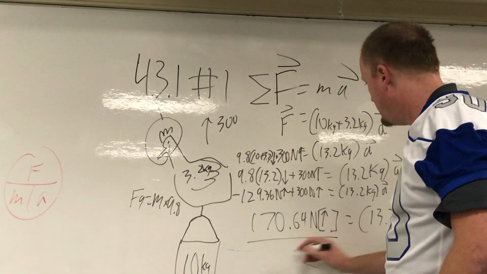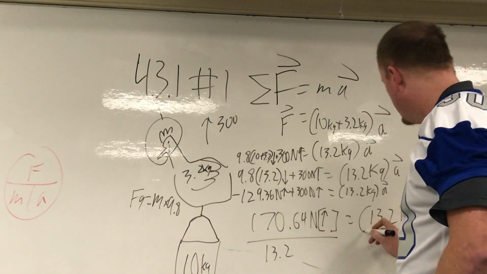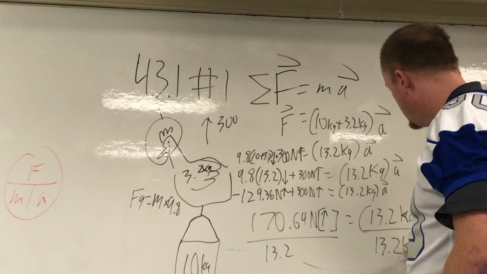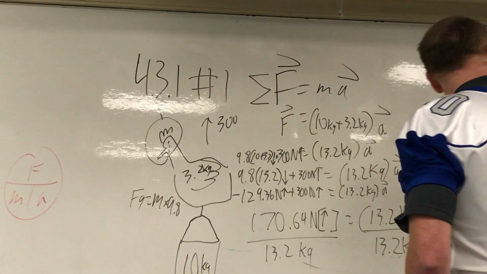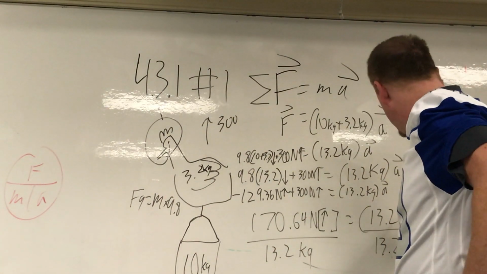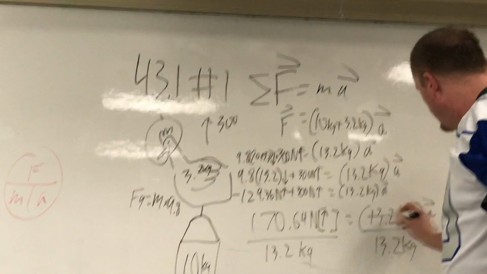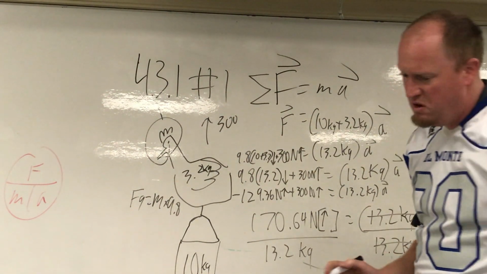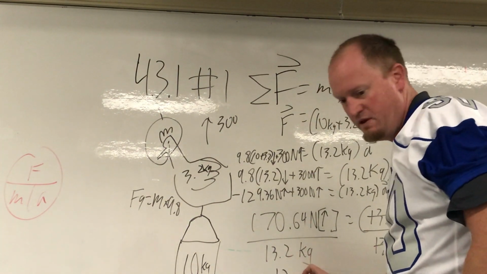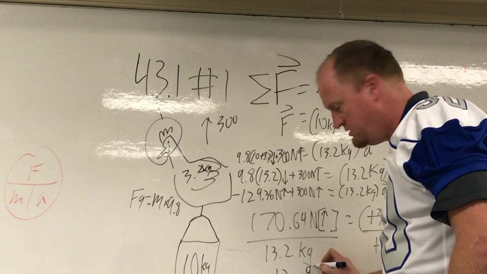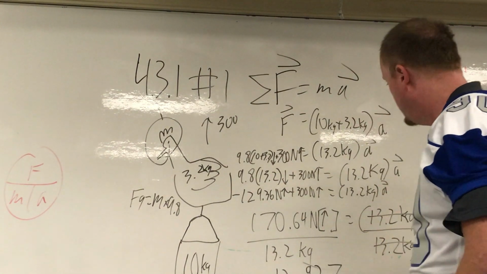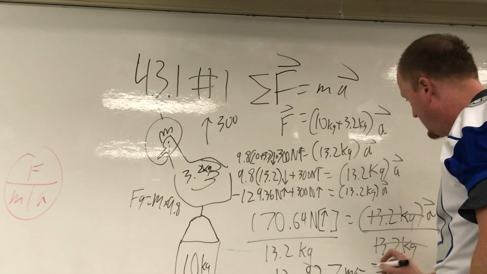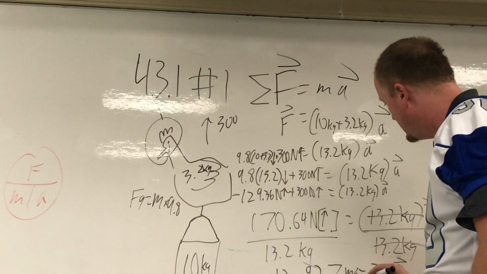So, divide both sides by 13.2 kg. Come on in. I'm almost done. All right, 13.2 kg cancels itself out. 170 divided by 13.2, and you get 12.927 meters per second squared. And that's equal to A. Oh, and acceleration is upward.